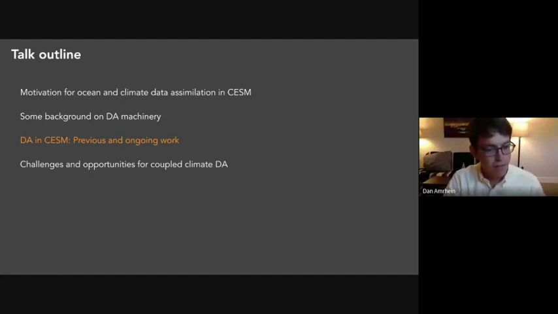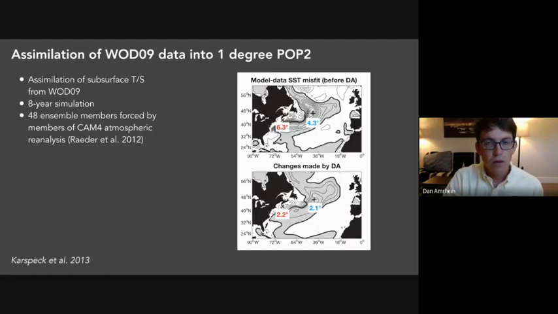Okay, so having gone through some of the theory background, now I'll talk about some of the applications of DA that have been done in CESM. One of the earliest applications was the assimilation into an ocean-only model, POP2, 1 degree, by Alicia Karspeck and authors in 2013. Here they were assimilating subsurface temperature and salinity from the World Ocean Database in an 8-year simulation using 48 ensemble members, in this case forced by individual members of a CAM4 atmospheric reanalysis.